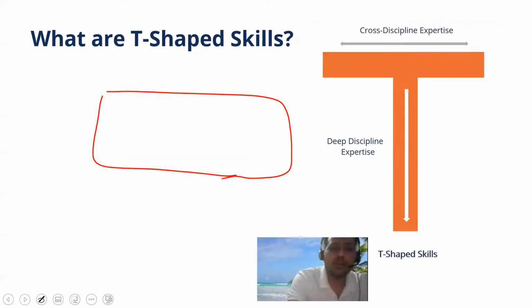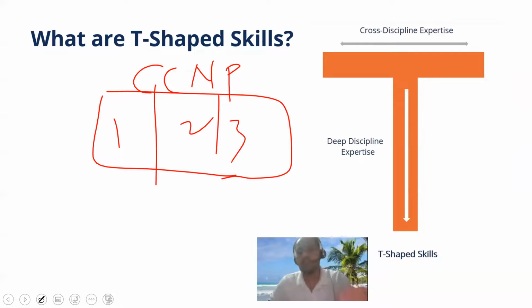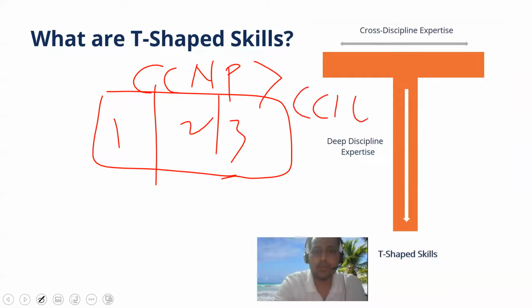That means they want CCNP level of knowledge in different areas. I'll write 1, 2, 3. At least in 3 different areas, you have CCNP, the network professional level. That will be greater than CCIE in one area. That's the common norm nowadays.